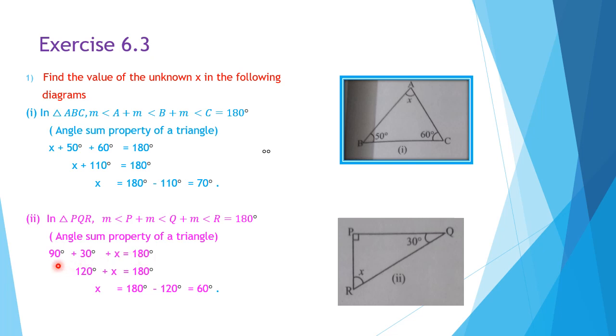And 90 degrees plus 30 degrees you get 120 degrees. 120 degrees plus X equals 180 degrees. Therefore X equals 180 degrees minus 120 degrees. Here it is added, so we have to subtract on the left side. So subtracting, we get 60 degrees. Okay children?